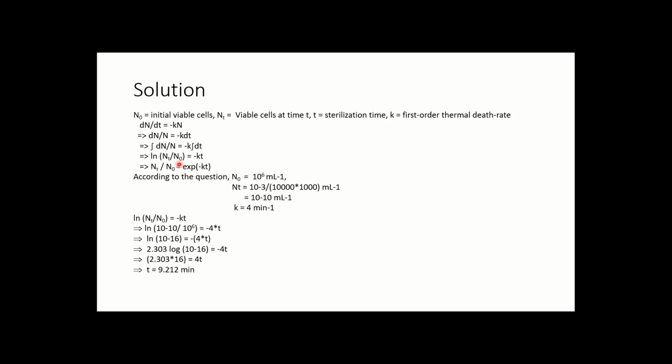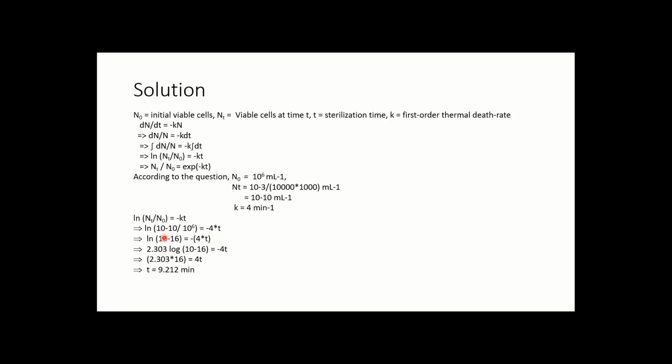Now from the equation ln Nt by N naught equals minus kt, t is the time of sterilization and Nt will be the spore concentration after the sterilization process. Nt we know is 10 to the power minus 10, which we have calculated. So 10 to the power minus 10 divided by N naught, the initial viable cell, which is 10 to the power 6, equals minus k, which is 4, into t. Here t is the sterilization time.